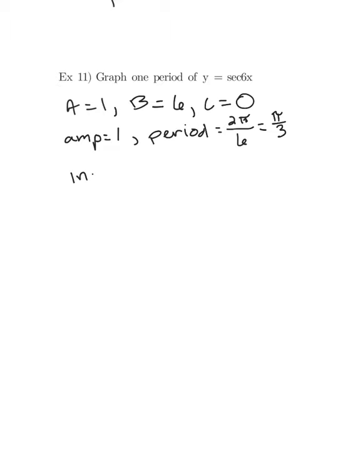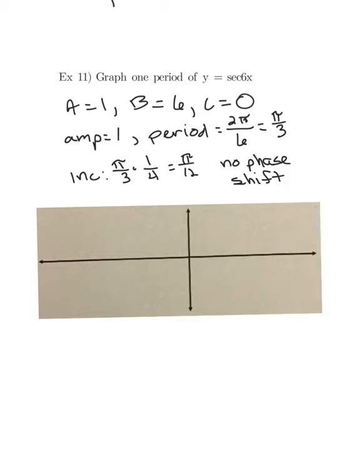Our increments: we take the period that we just found, pi over 3, divided by 4, or times 1/4, and get pi over 12. Because c is 0, there is no phase shift. Since there is no phase shift, then we are going to start at 0 like both the sine and the cosine always do. Our increments are pi over 12, so that's what we need to count by.